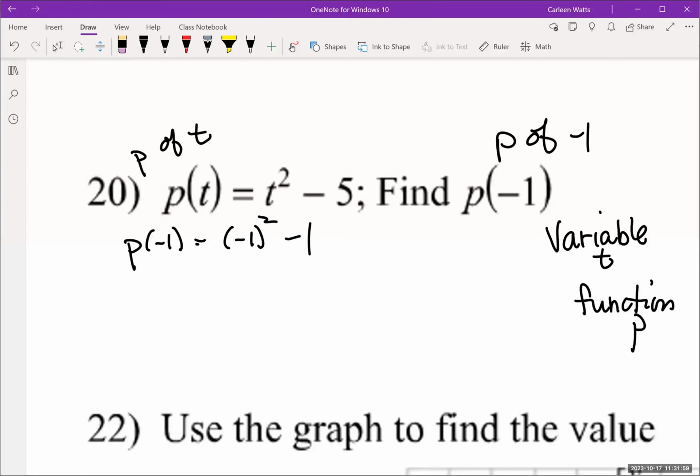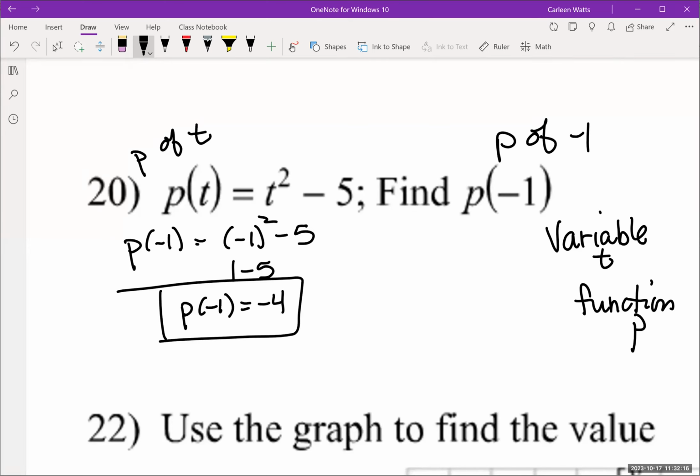Oh, wrong. Oh, typo. Thank you. I'm sorry. -5. So 1 minus 5, P of -1. Sorry about that. What's 1 take away 5? -4. Sorry. Thank you for good catch. Started looking ahead. How much more do we have to do? Okay.